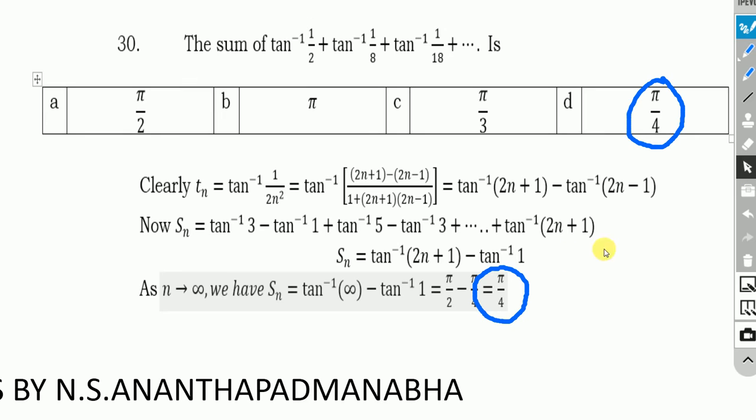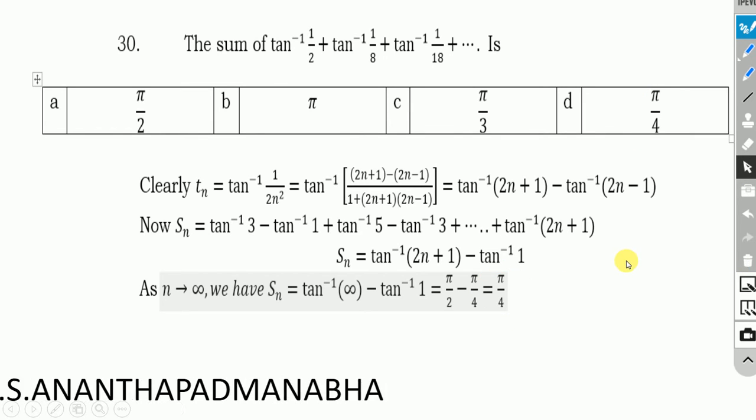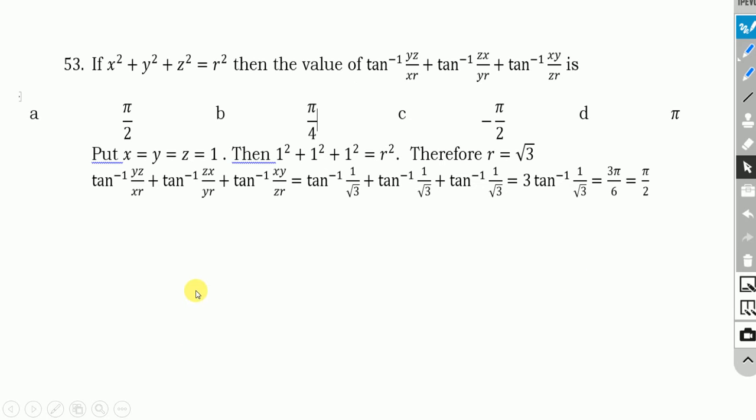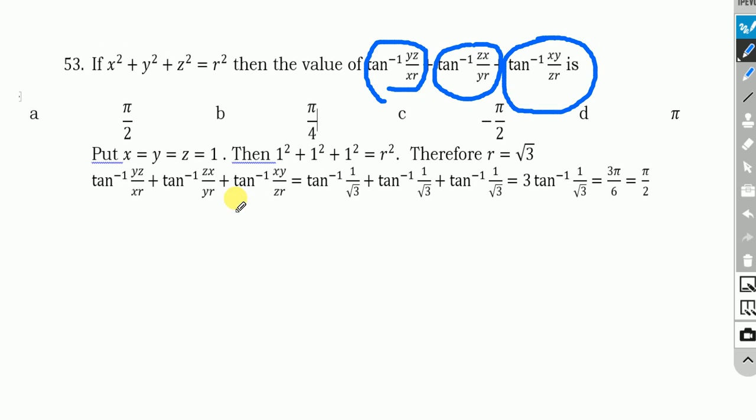If x square plus y square plus z square is equal to r square, then the value of tan inverse of yz by xr plus tan inverse of zx by yr plus tan inverse of xy by zr is: option A, pi by 2; option B, pi by 4; option C, minus pi by 2; and option D, pi.